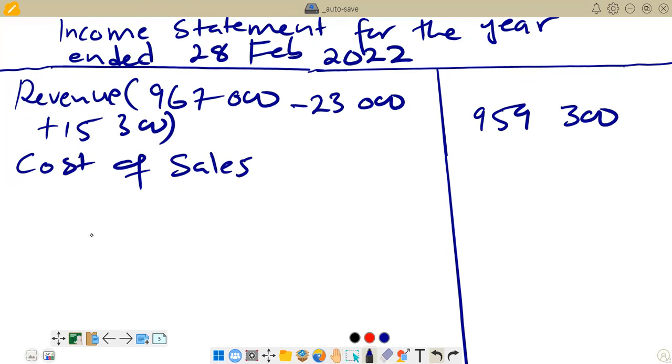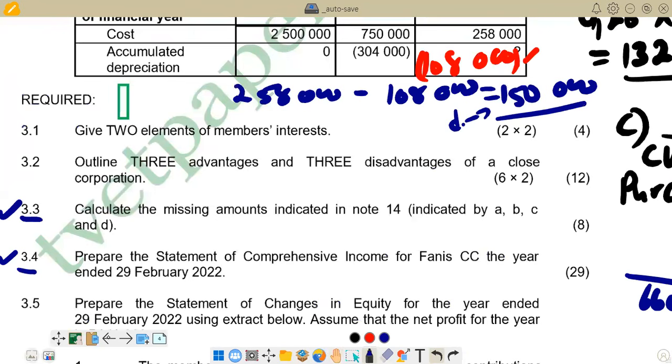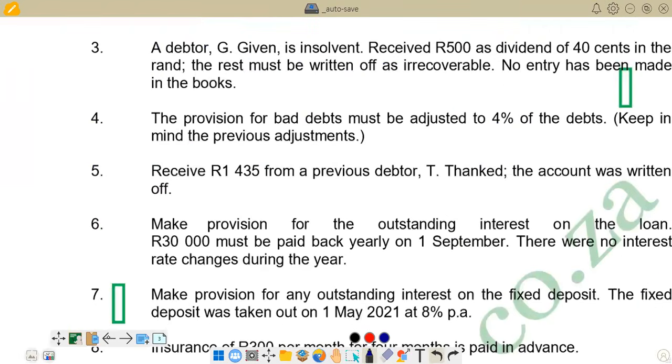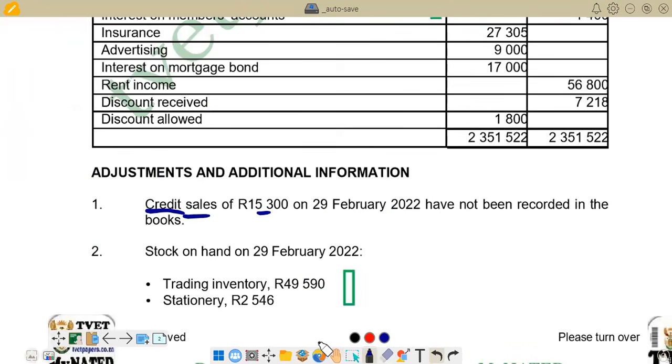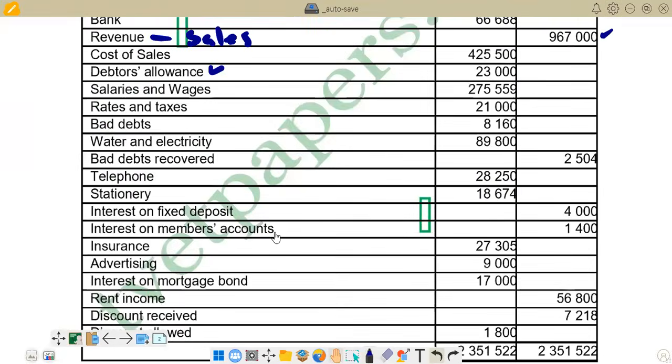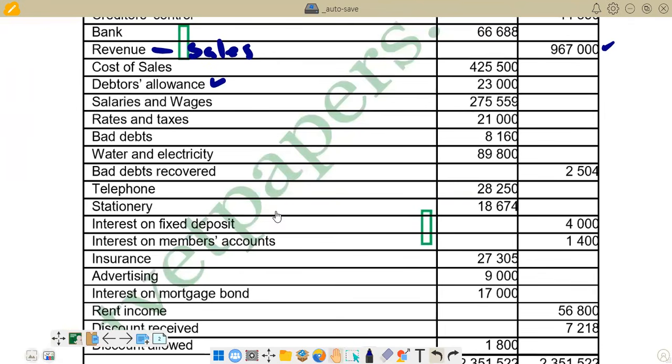So for cost of sales, again, we go to the list of balances to check the figure that we are given in terms of this cost of sales. If you come here now on this list of balances, we are going to go up to check the figure of what we have in terms of cost of sales. We are here. Cost of sales, we are seeing here is 425,500.